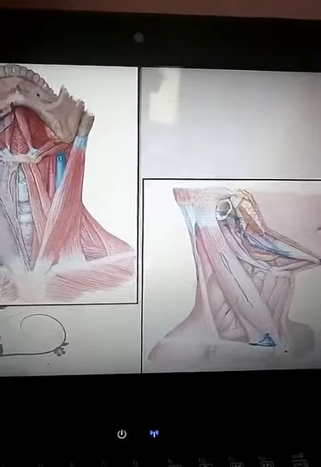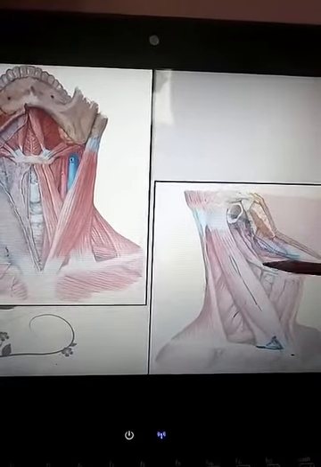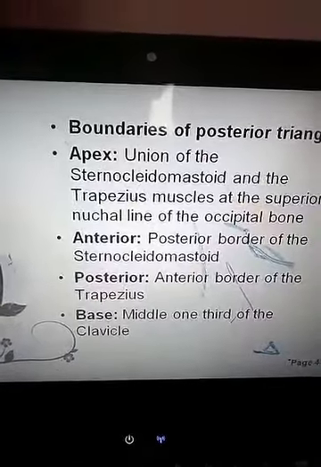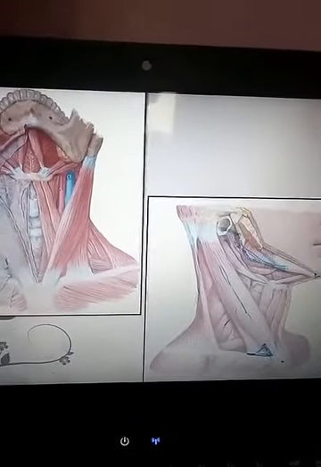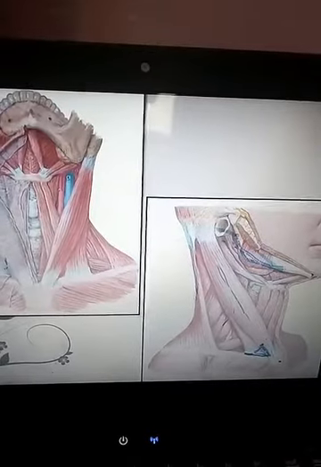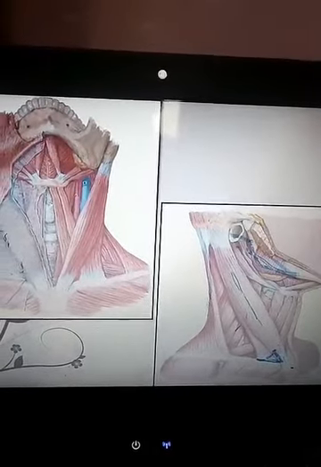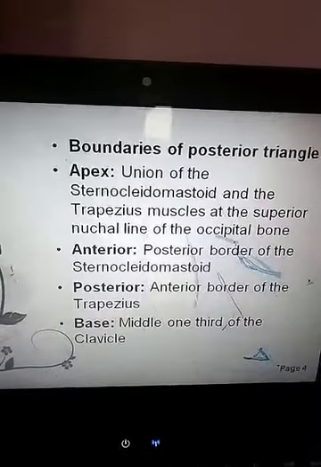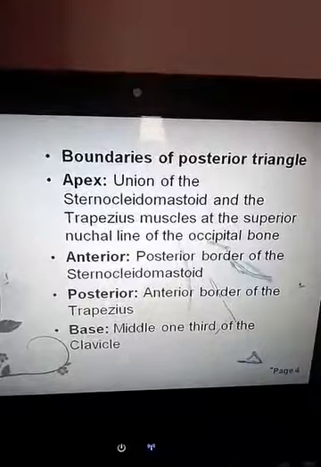Now the sternocleidomastoid, you can see it is crossed superficially by the greater auricular nerve, external jugular vein, and the transverse cervical nerve, as I told you last time. The deeper aspect has different structures, we will not go through that. Now we will start with the posterior triangle, the boundaries of the posterior triangle.